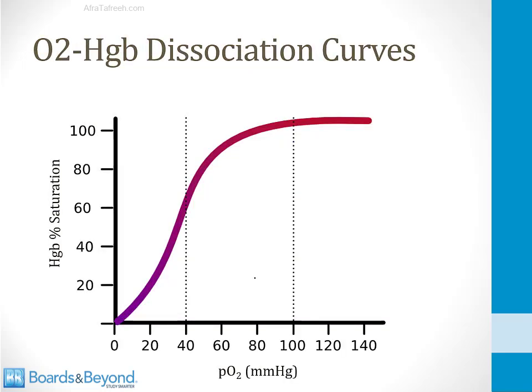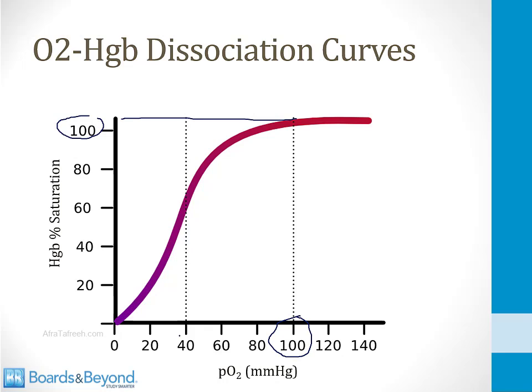So now let's go back and take a closer look at what's happening in the body as it relates to the oxygen hemoglobin dissociation curve. In our lungs, the partial pressure of oxygen is about 100. And so if you look at this curve, in our lungs, you can see that the hemoglobin in red cells is going to become 100% saturated. So that's what happens in the lungs. All of the binding sites basically get occupied by molecules of oxygen.